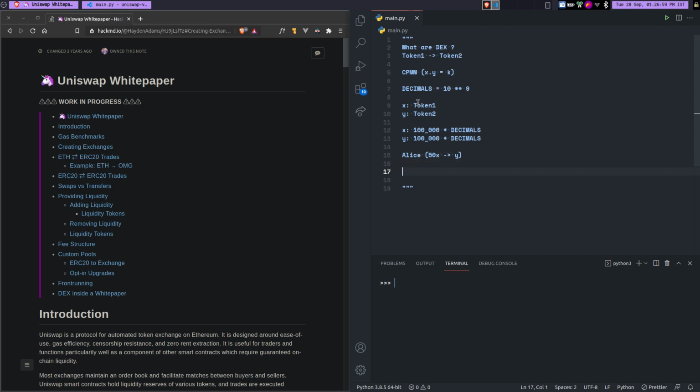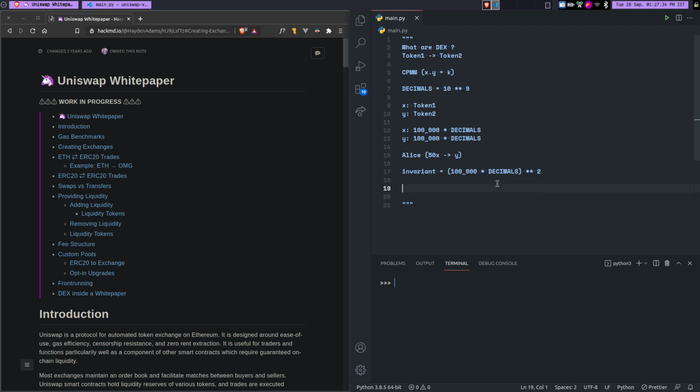The idea behind CPMM is that the product, the invariant, needs to be constant. So earlier we have our invariant, and this is what the invariant is. In this case the invariant was 100,000 times decimals, and we're going to multiply it by itself, basically we need to find the square of it because we need to multiply it 2 times. So this is what the invariant was.